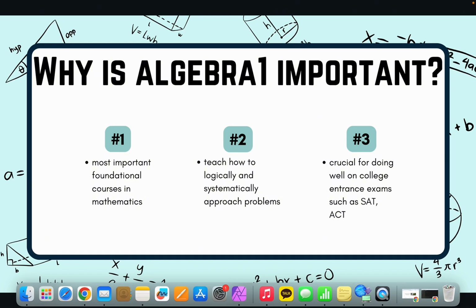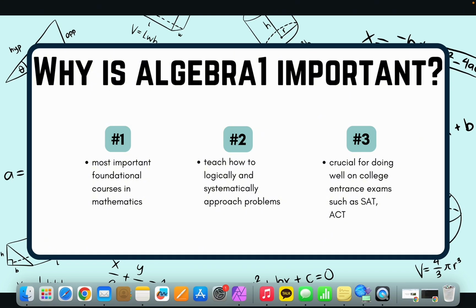To start with, why is Algebra 1 important? It is one of the most important foundational courses in mathematics. It introduces the fundamental concepts of variables, equations, and functions. And it is vital for upper-level math courses such as Algebra 2 and Geometry. Also, Algebra 1 teaches students how to think logically and systematically approach problems.